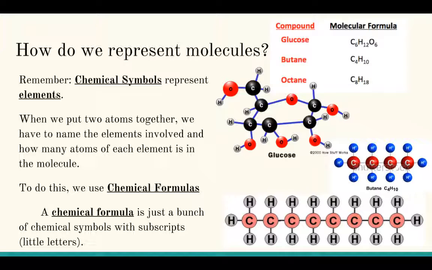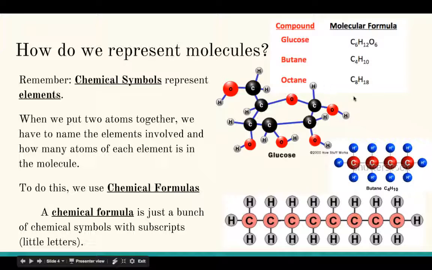To do that, we use chemical formulas. A chemical formula is just a bunch of chemical symbols, but they have subscripts next to the letters. They're little numbers next to the letters to tell us how many atoms of that element are in there. Like glucose over here, this is a picture of it. You notice there are 6 carbons, 12 hydrogens if you count them, and 6 oxygens. So C6H12O6 is the chemical formula.